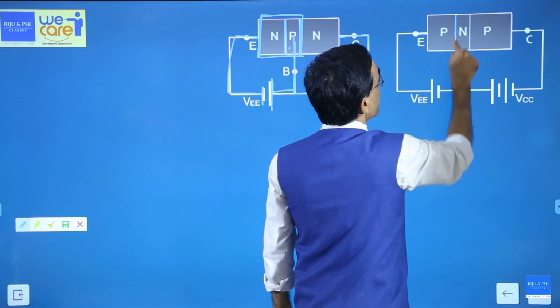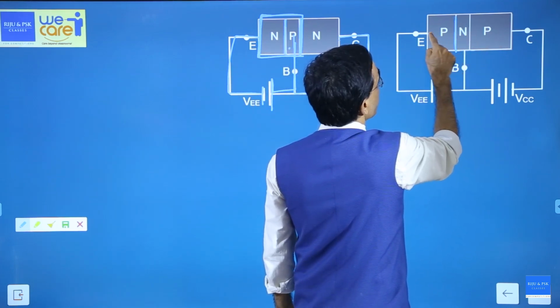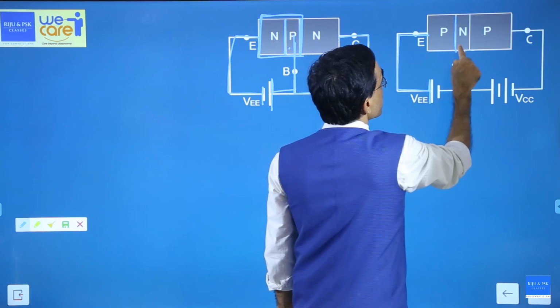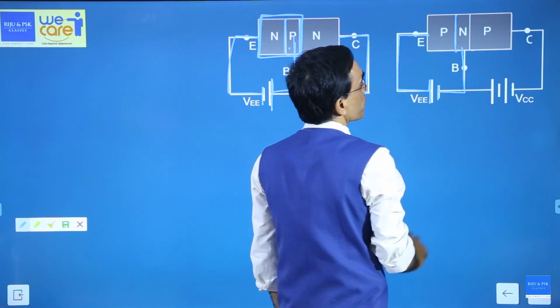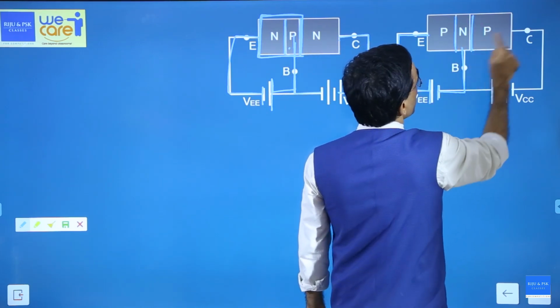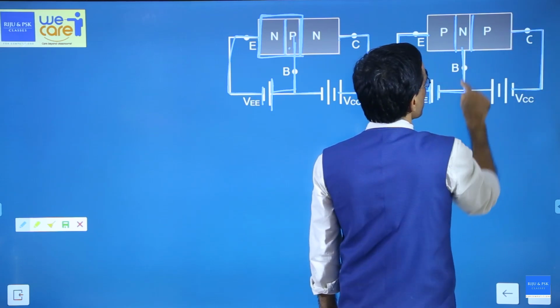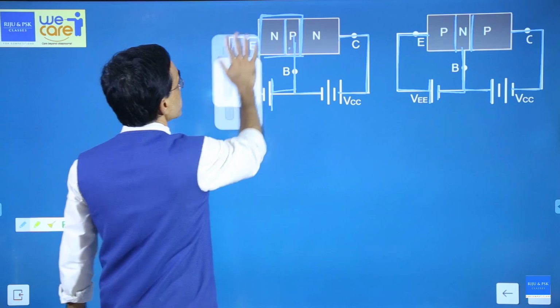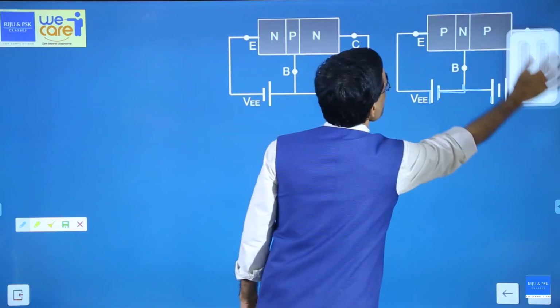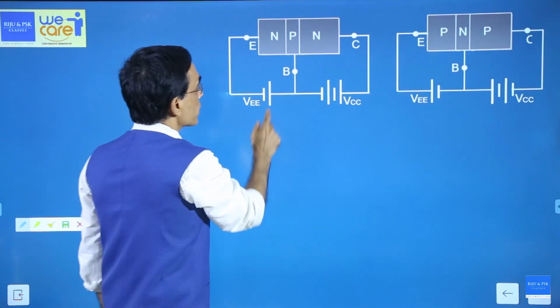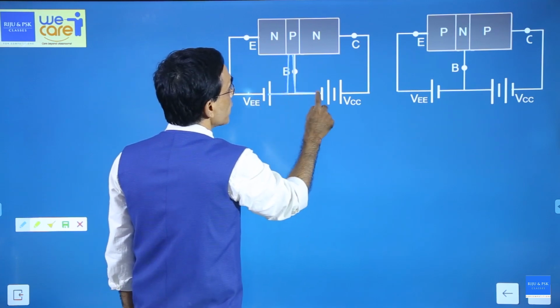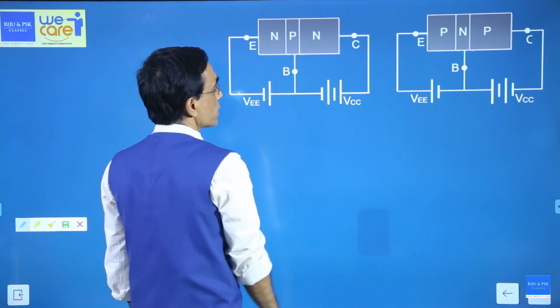PNP, PN junction. The emitter junction should be forward biased. So this should be connected to positive, this should be connected to negative. This should be reverse biased. So this P should be connected to negative and N should be connected to positive. Okay. In fact, these connections can be done separately, one connection here and one connection here, but we combine them into a single connection, that is it.